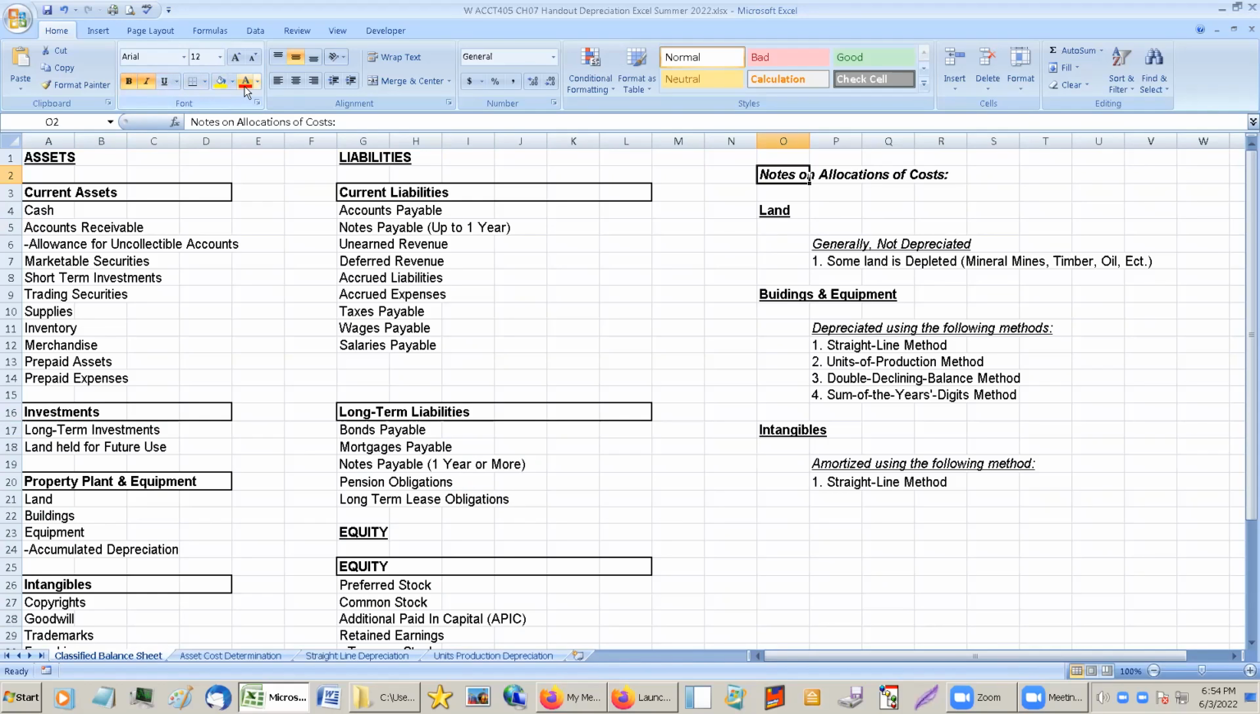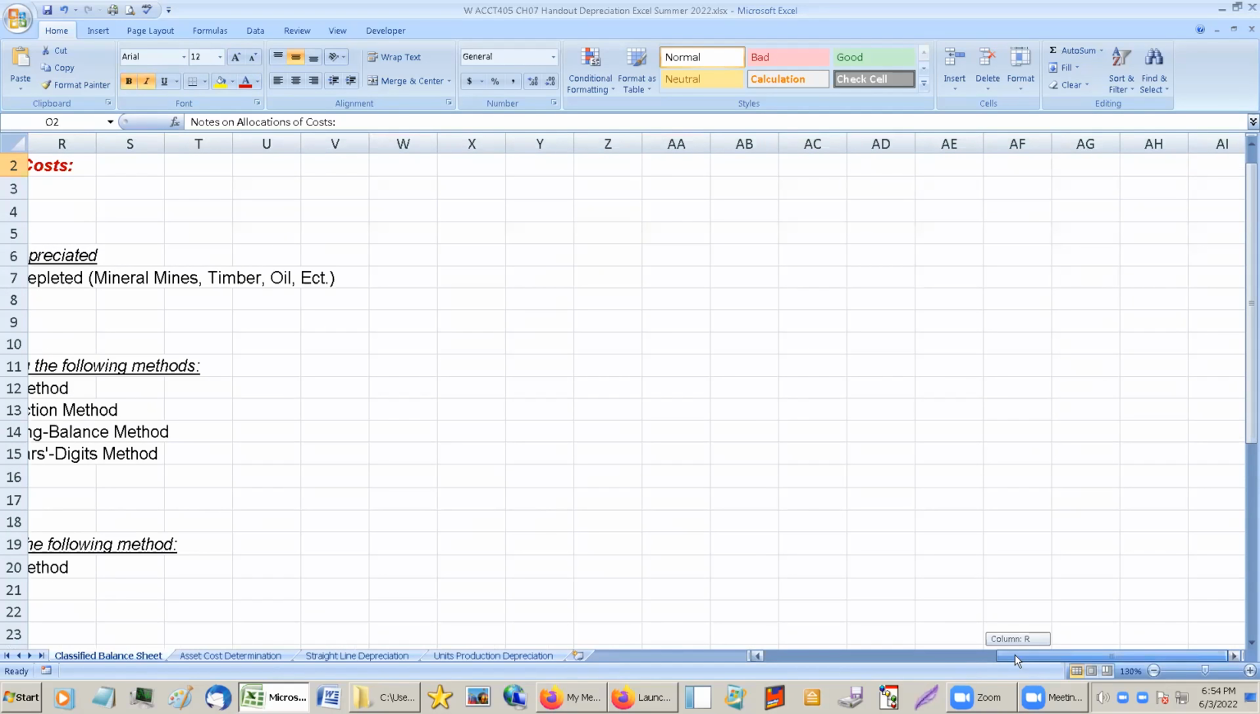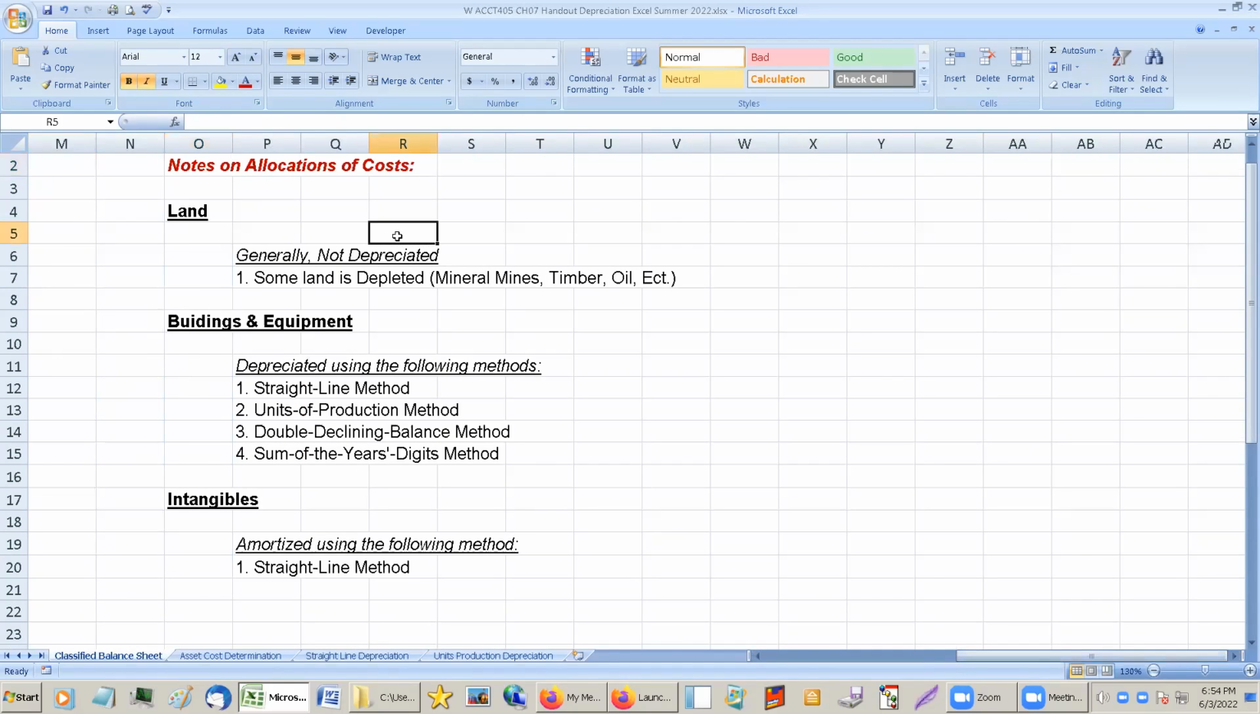Land generally not depreciated. It is possible that we deplete land if it's land that we bought for minerals or timber or lumber, oil, things like that, that we actually use up the land. But generally, regular old land, we don't do anything with.